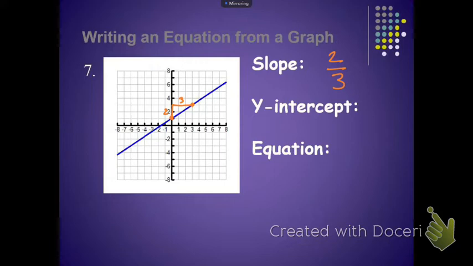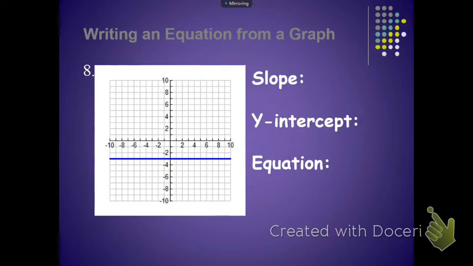Our y-intercept is the point at which it crosses the y-axis. So this point here is where it crosses this line. Therefore, my y-intercept would be +1, because this coordinate is (0, 1), and that 1 indicates my y-intercept. So y-intercept of 1. That means my equation is going to be y equals, my m is going to be replaced with 2/3 x, and then plus 1. And that would be my equation.